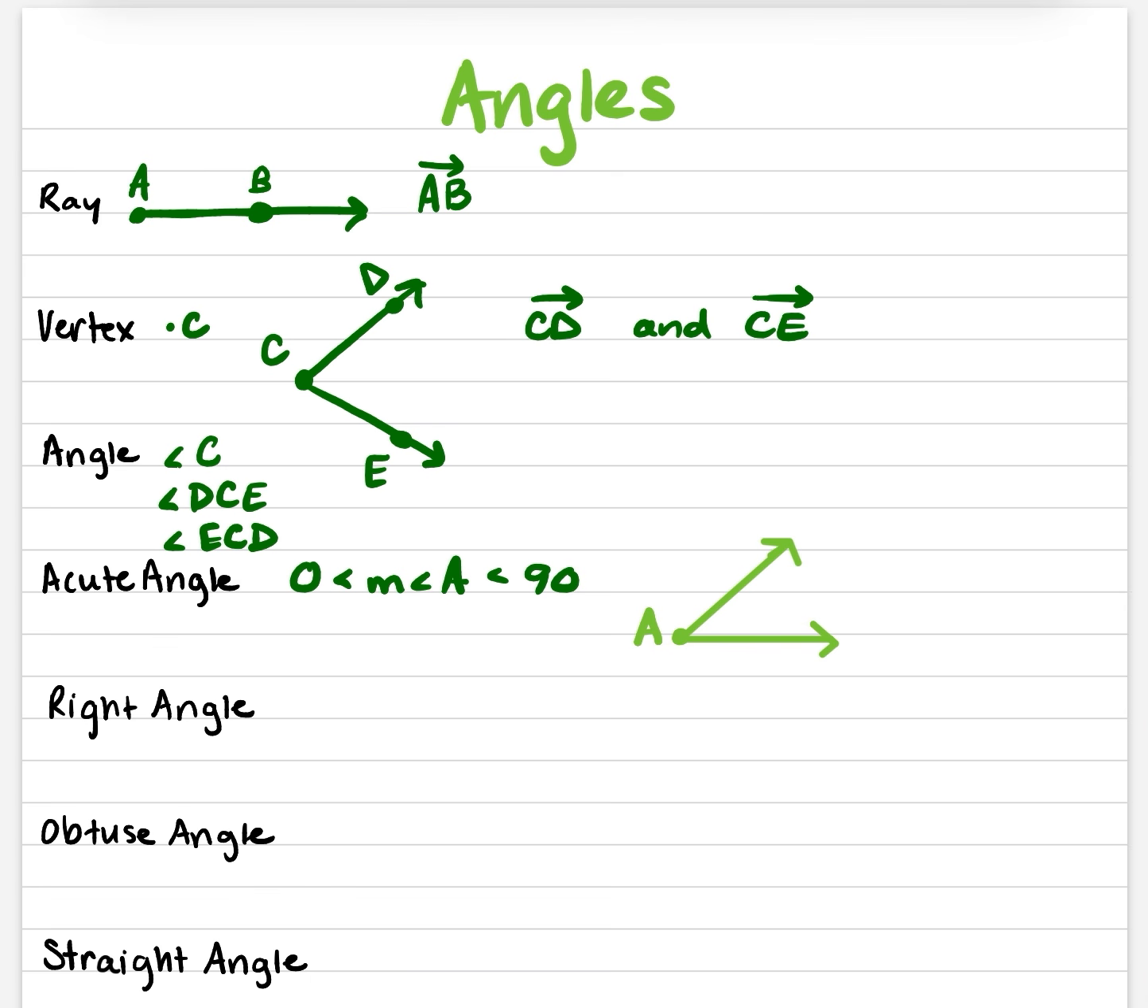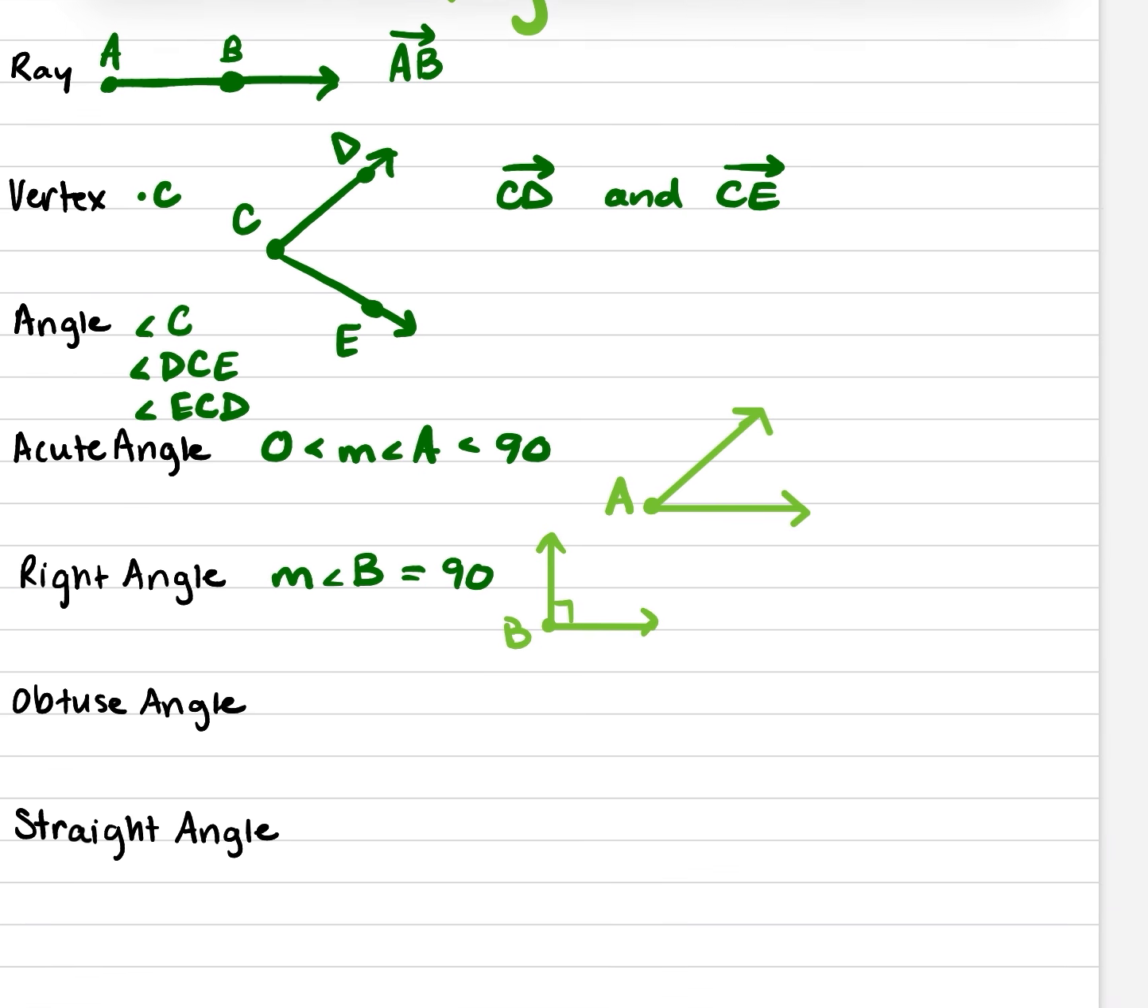A right angle, we'll call this the measure of angle B. And I want to use little m to represent measure. The measure of angle B is equal to 90. A right angle has to be equal to 90 degrees. So here's angle B. And you'll usually see a little box in there for a right angle.